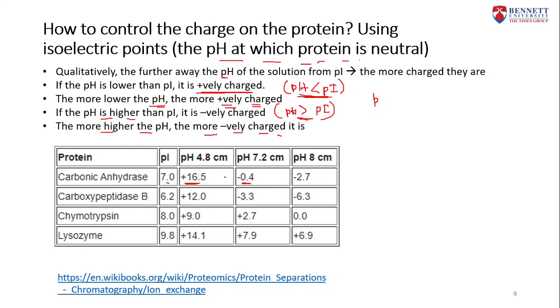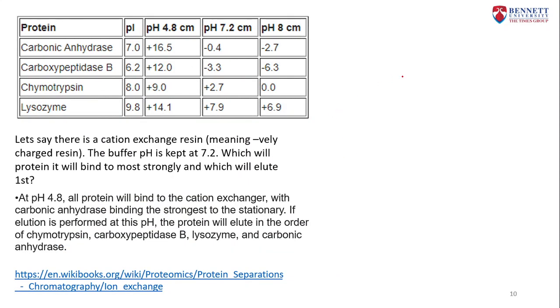At pH 8, it is a little further above its pI, so the negative charge has increased. It is minus 2.7. You can see the same pattern for carboxypeptidase, chymotrypsin, and lysozyme. All of them are following this principle. Okay, so now let's say you have a cation exchange resin. Cation exchange resin, again, has negatively charged groups.